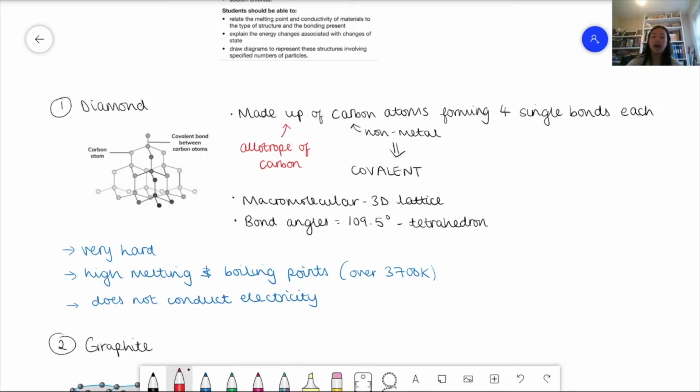The covalent bonds are also the reason why it's got a high melting and boiling point, because they're so strong that it takes a lot of energy to break them. And it does not conduct electricity because it doesn't have ions and it doesn't have any delocalized electrons either, so nothing can carry a charge.